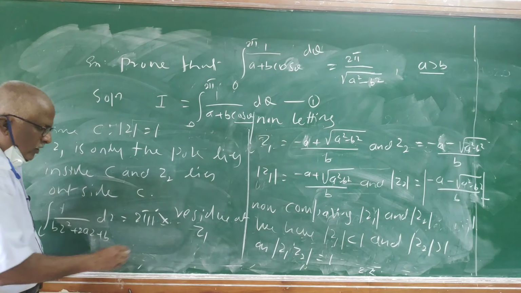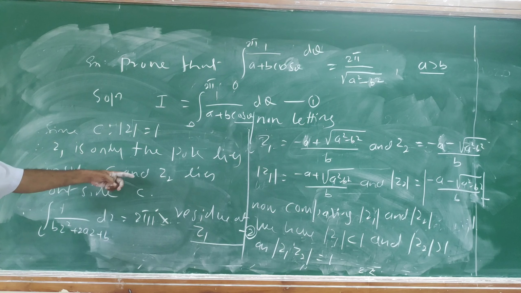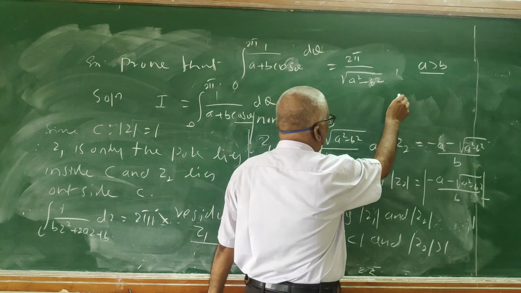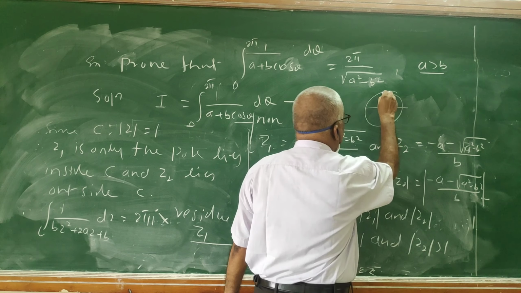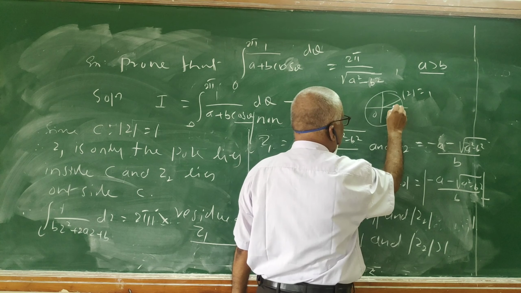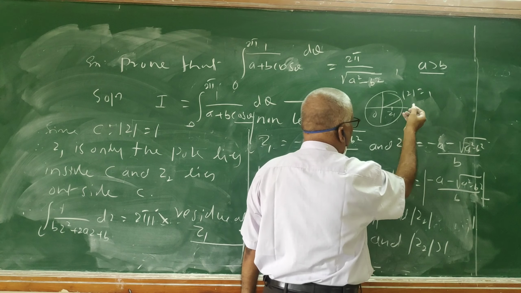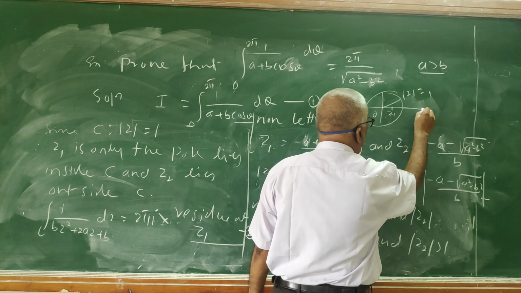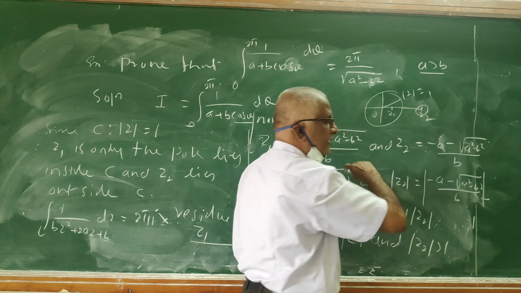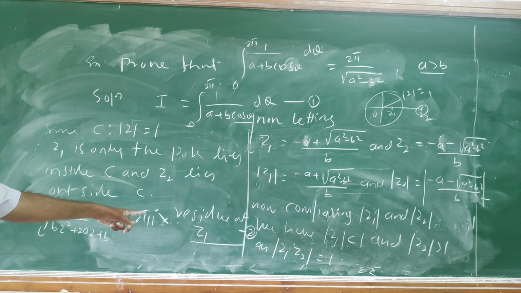So simply you have to calculate the residue at z1. It is more than sufficient. No need of finding the residue at z2 because it lies outside the unit circle. The unit circle is the circle with center at the origin and radius 1 unit. So z1 is the only pole that lies inside here. z2 lies outside. So no need of considering z2. So now you are able to calculate the residue at z1, more than sufficient.